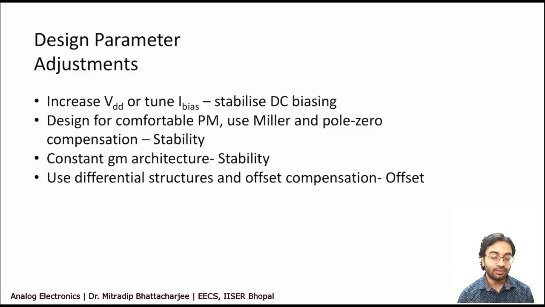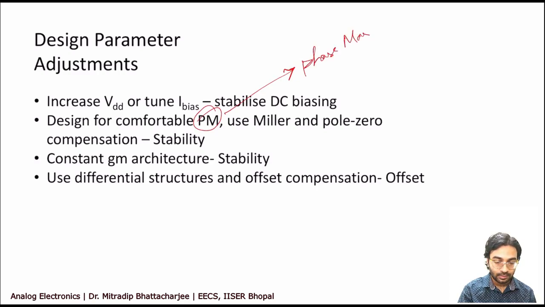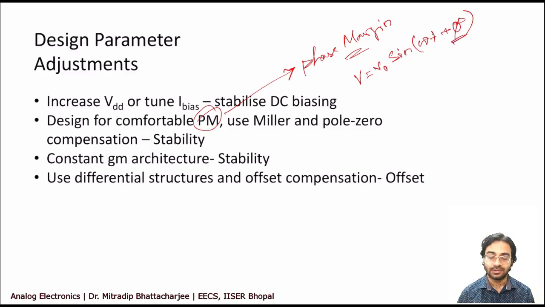Then design for comfortable PM. What is PM? PM means phase margin. What is phase margin? If you have a signal, say V equal to V0 sine omega t plus phi, then this is what we call the phase. Now say after some time phi has become phi 1, so the phase has changed. The difference between phi and phi 1 should not be very high. There should be a margin.